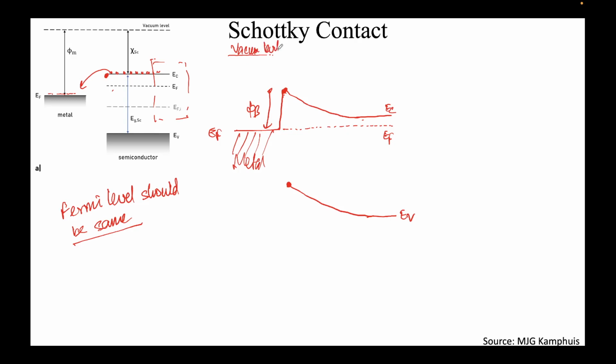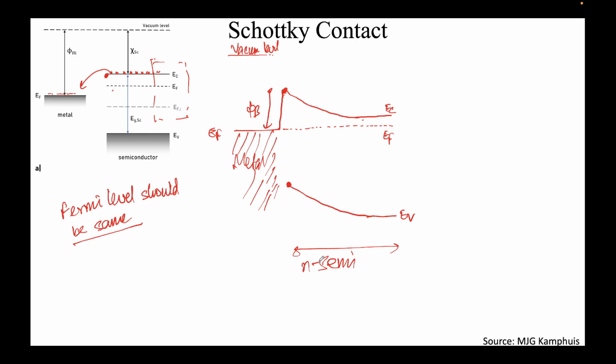So you can clearly see here that these are all electrons. This is the semiconductor, and this is how the bands bend. Some electrons have jumped, and you can clearly see there's a depletion region that has been formed here. In some ways it's similar to a p-n junction as far as the depletion region is concerned.